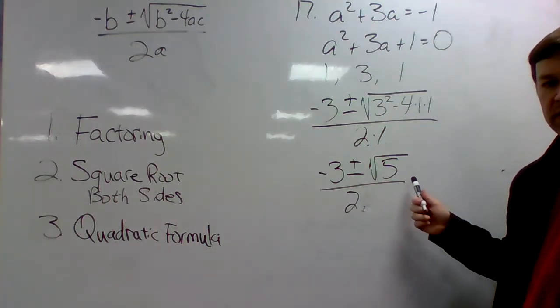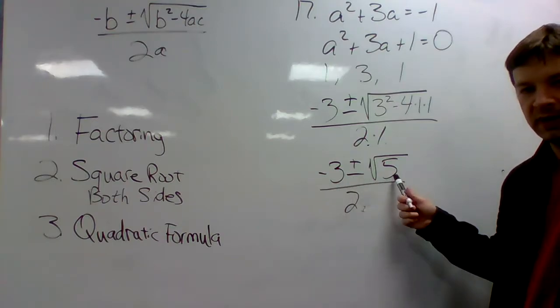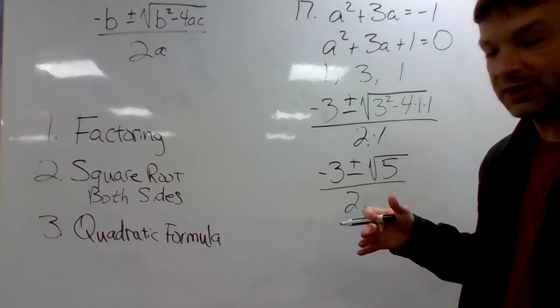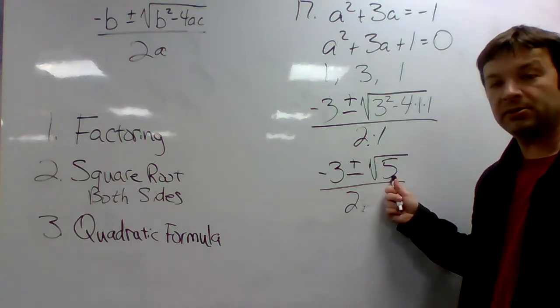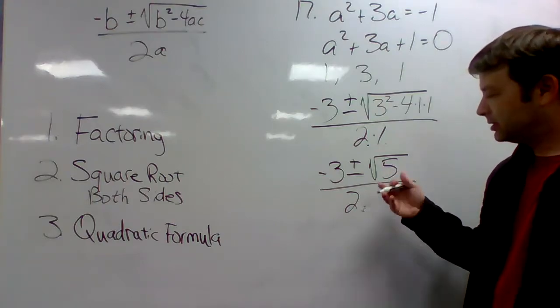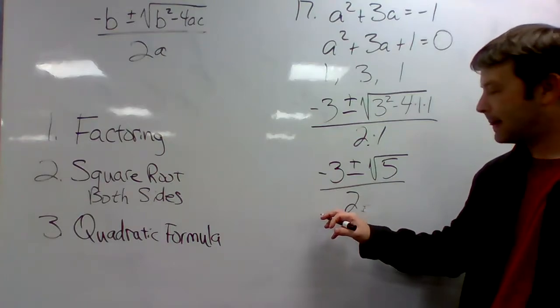All right, this is actually all we can do. 3 plus square root of 5, that doesn't work, unless you want to change everything to a decimal and make it messy. Square root of 5, there is no square root. I mean, there's nothing we can do on this one. So this is the final answer, okay?